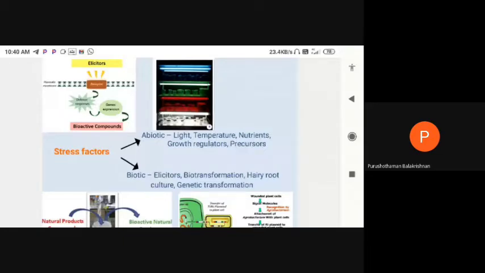Next, we should know about the elicitors. When we talk about elicitors, these are stress factors: abiotic stress such as light, temperature, nutrients, growth regulators, and precursors, whereas biotic stress factors include biotransformation, aerobic culture, and genetic transformation. When the elicitors are introduced into the media, defense response and gene expression will automatically happen. These are the steps involved.